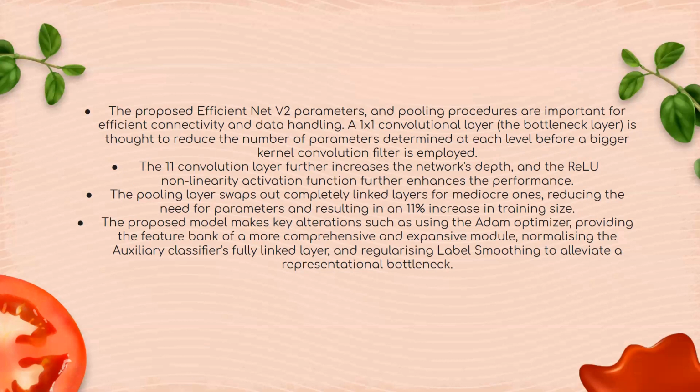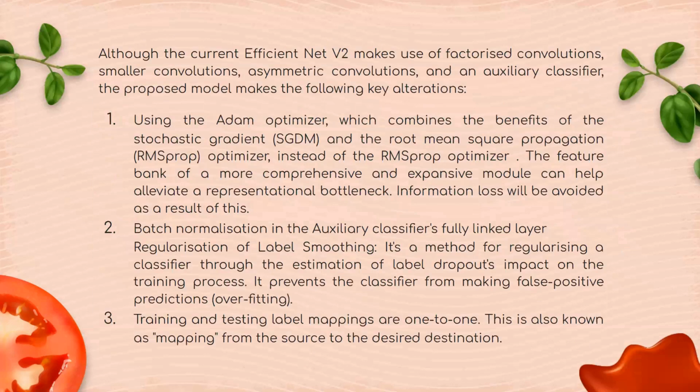The suggested model incorporates significant changes, including regularization, label smoothing to alleviate a representational bottleneck using the Adam optimizer, offering the feature bank of a more thorough and expansive module, normalizing the auxiliary classifiers, fully connected layer, and more. The proposed model makes the following significant changes despite the fact that the present EfficientNetV2 uses factorized convolutions, smaller convolutions, asymmetric convolutions, and auxiliary classifier, replacing the RMSProp optimizer with the Adam optimizer, which combines the advantage of the stochastic gradient descent with momentum, SGDM, and the root mean square propagation, RMSProp, optimizer.